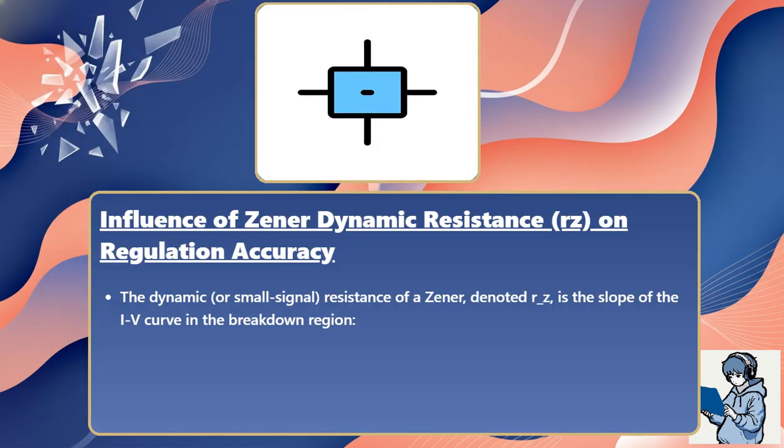The dynamic or small signal resistance of a Zener, denoted R sub Z, is the slope of the IV curve in the breakdown region.